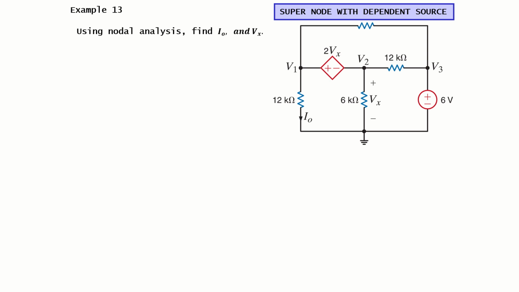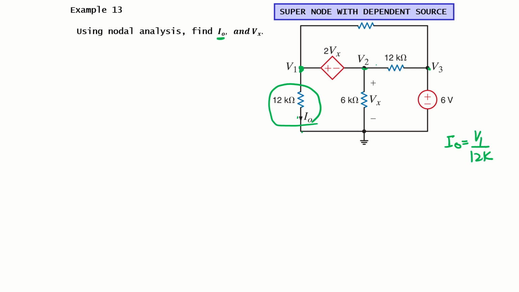First thing we can notice here is that we have three nodes, V1, V2 and V3. The target is to find I naught. I naught is the current through the 12 kilo ohm resistor, so we can write the equation for this variable: V1 minus 0 divided by 12k.